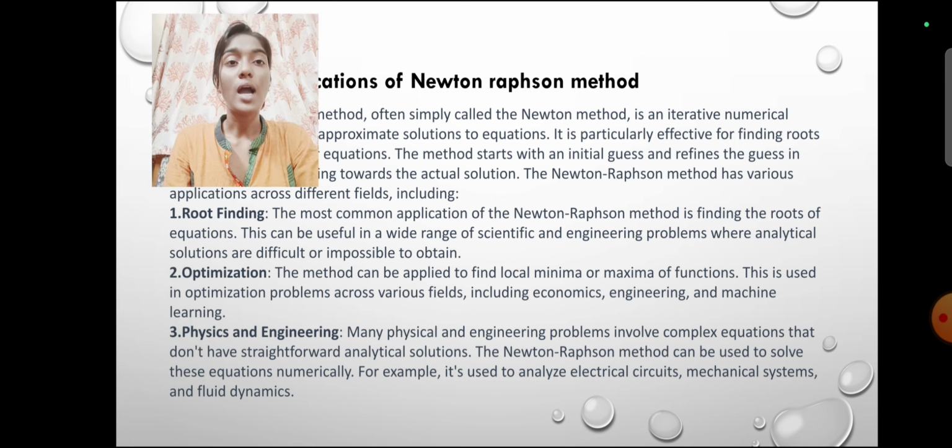This method can be applied to find local minima or maxima of a function. It is used in optimization problems across various fields including economics, engineering and machine learning. The third one is physics and engineering. Many physical and engineering problems involve complex equations that do not have straightforward analytical solutions. The Newton-Raphson method can be used to solve these equations numerically. For example, it's used to analyze electrical circuits, mechanical systems, and fluid dynamics. Let's move forward to the next slide.